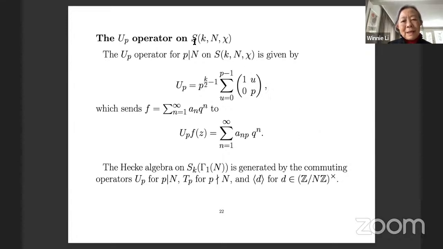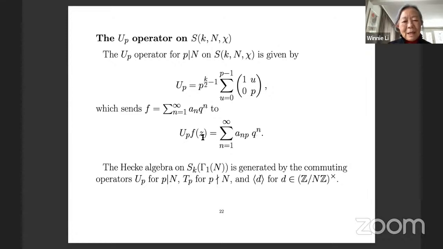So on this space S_k(N, χ), we have the Hecke operator T_p for p not dividing N, and for p dividing N, we have the U_p operator. That is just taking the first p representatives for the Hecke operator, and it takes a form with Fourier coefficients a_n in front of q^n to a form with Fourier coefficients a_{np} in front of q^n.